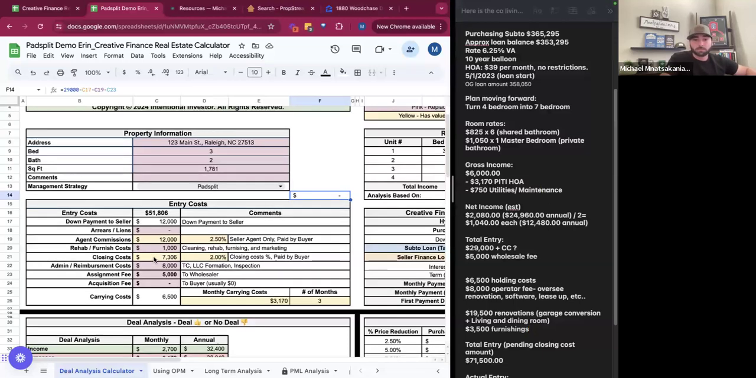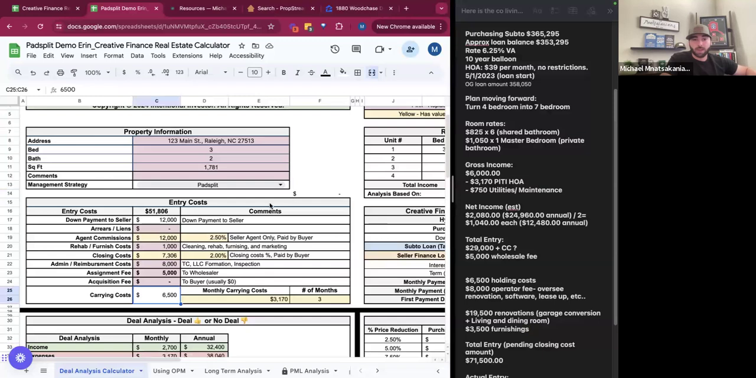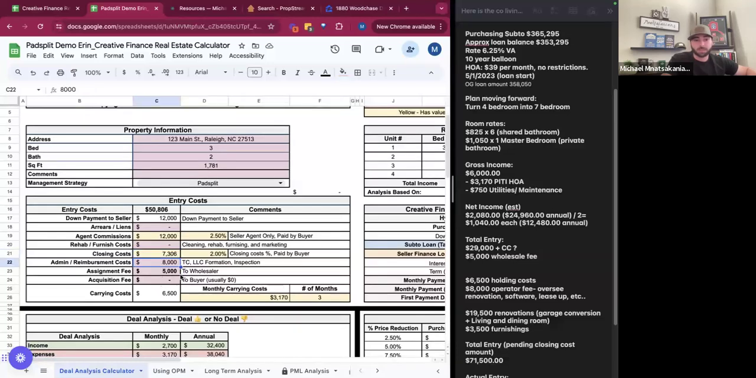Okay. So we have the agent commission. We'll add the rehab and all that down below. We're going to set this to 0 now because it's not for a long-term rental. We have closing costs at 2%. I don't know, it doesn't say who's paying what, just says that is the cost. 6,500 for holding cost. Okay. And that's it remaining here.